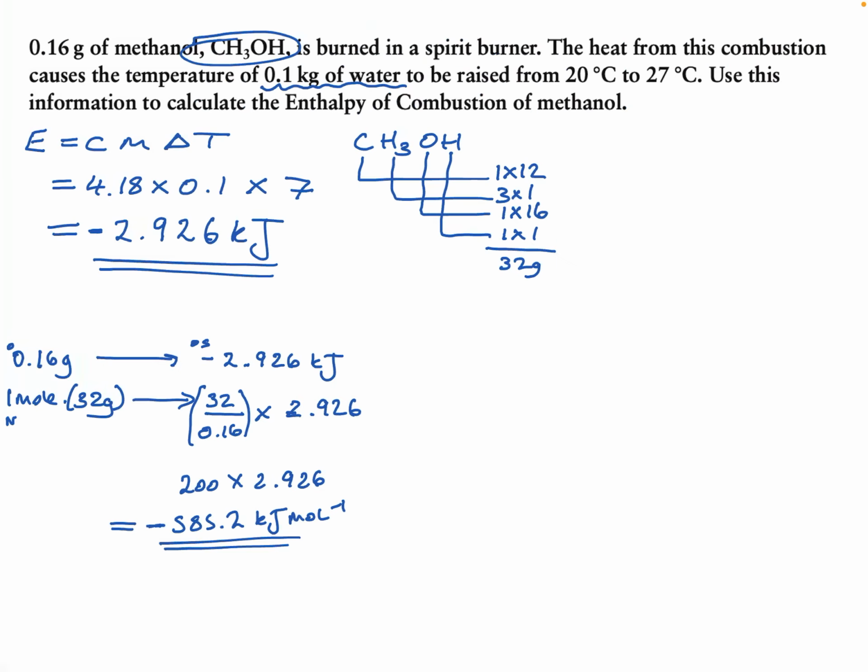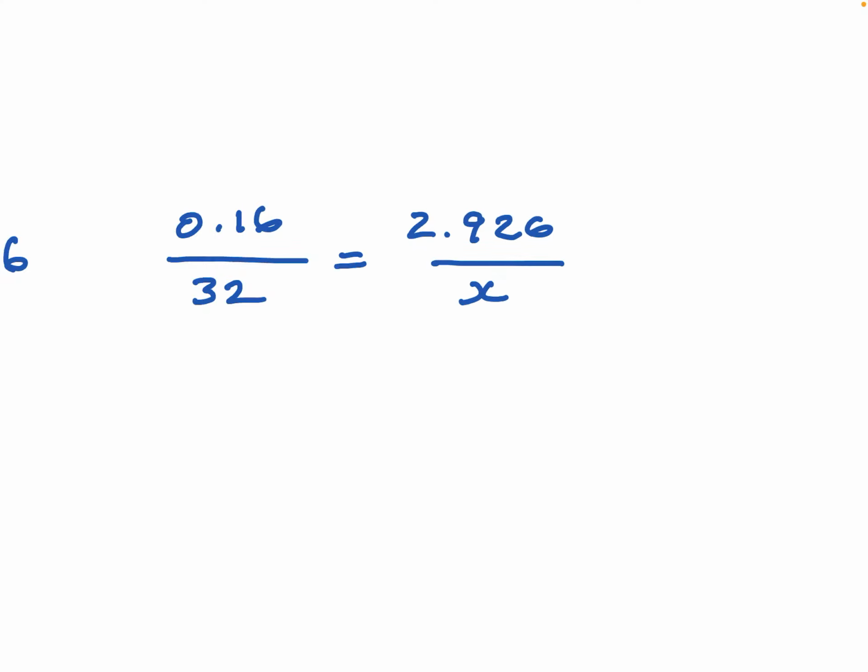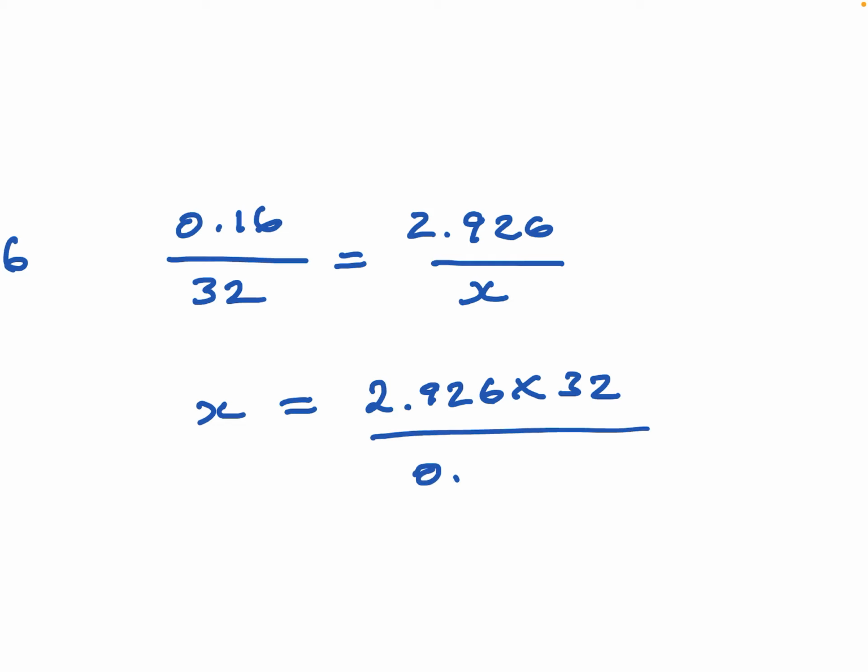What I will quickly do as well is show you how to do that by the cross multiplication. So we've got 0.16 divided by 32 is the same as 2.926 divided by x. So if you rearrange that, you get x to be 2.926 times 32 divided by 0.16. And that comes out to be the exact same answer, it's just a different way of doing it.